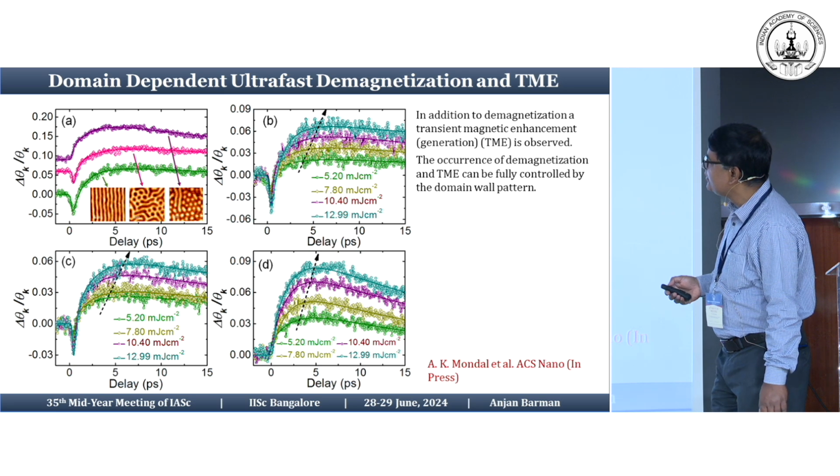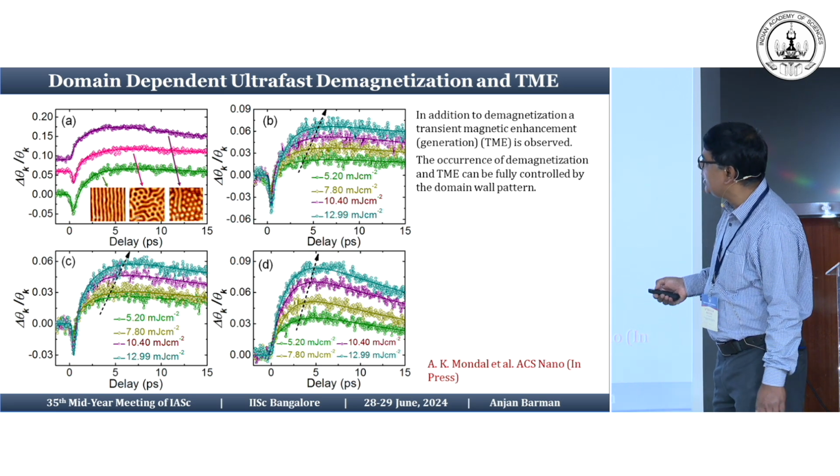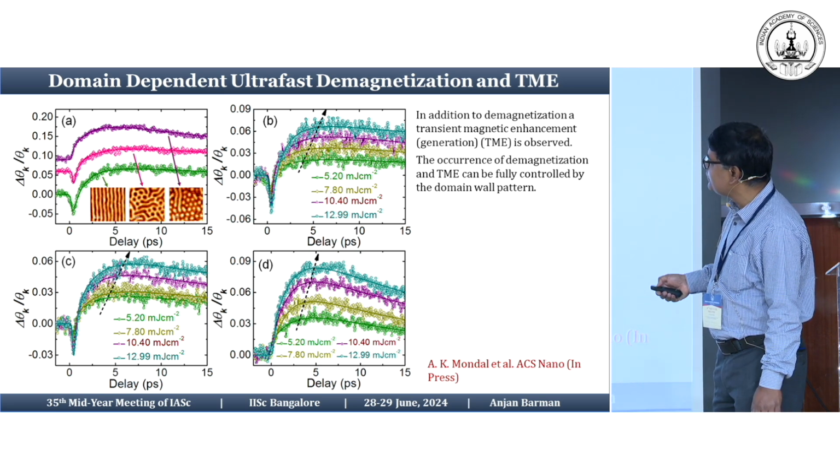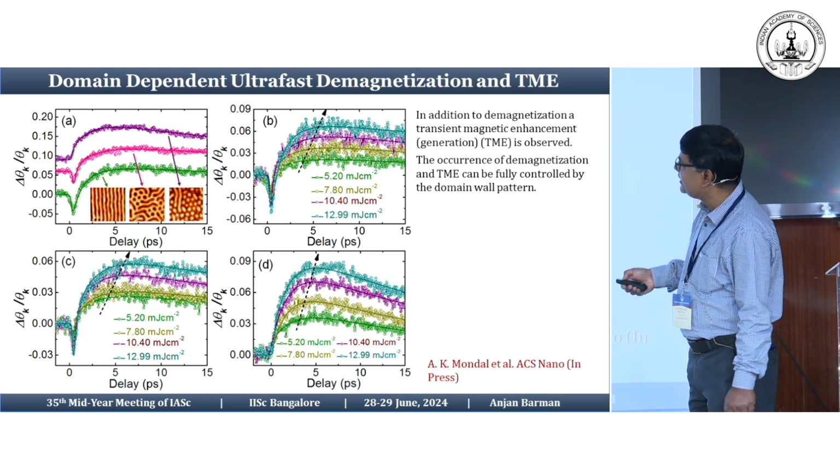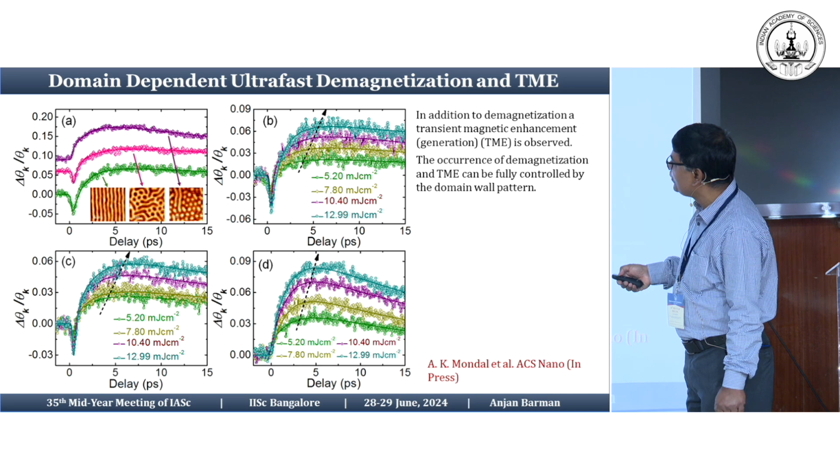Fine. Now we go to the domains, and here you are, and you can see here, as soon as I have the stripe domain, in addition to the ultrafast demagnetization, it recovers and it actually crosses the saturation magnetization, and it increases.